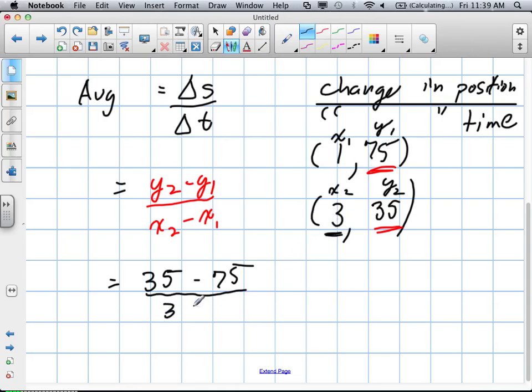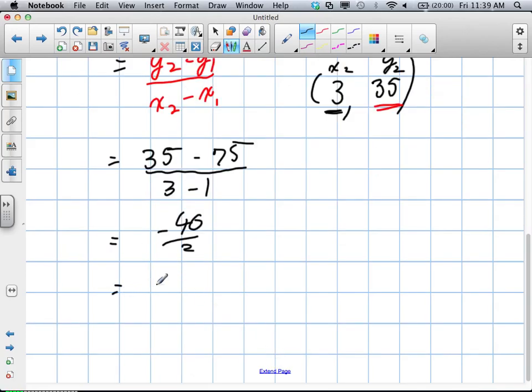Well, that's from 3 seconds to 1 second. We'll then subtract our numbers. We'll get negative 40 over 2. The average rate of change between 1 and 3 seconds is our change in position, so that was meters, over our change in time, which is in seconds. So negative 20 meters per second.